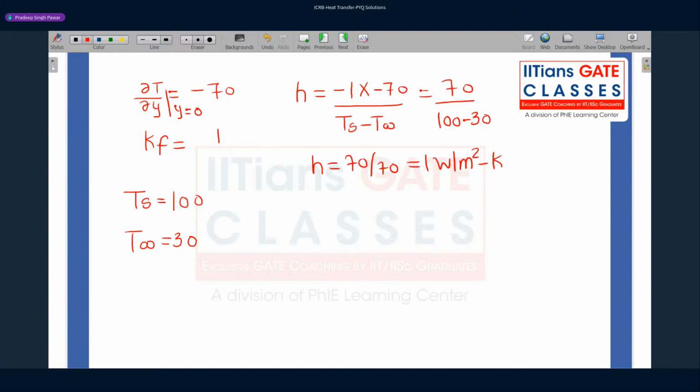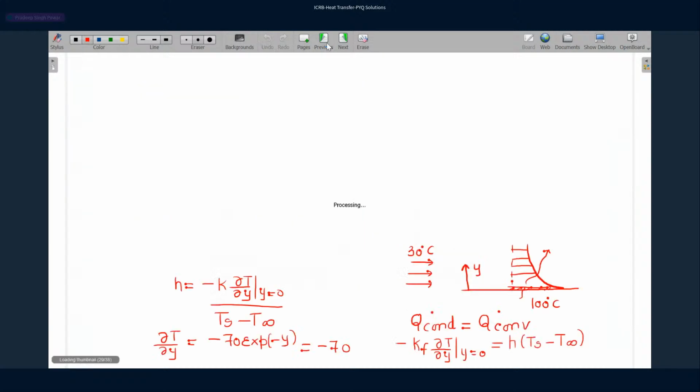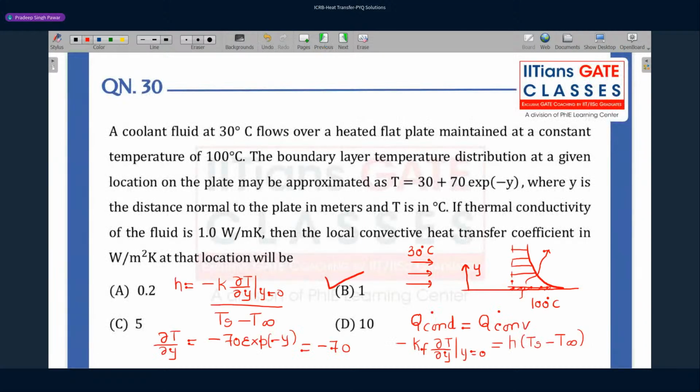Let's look at the answer. So the answer is B, 1 watt per meter square Kelvin. Let's move to the next problem.